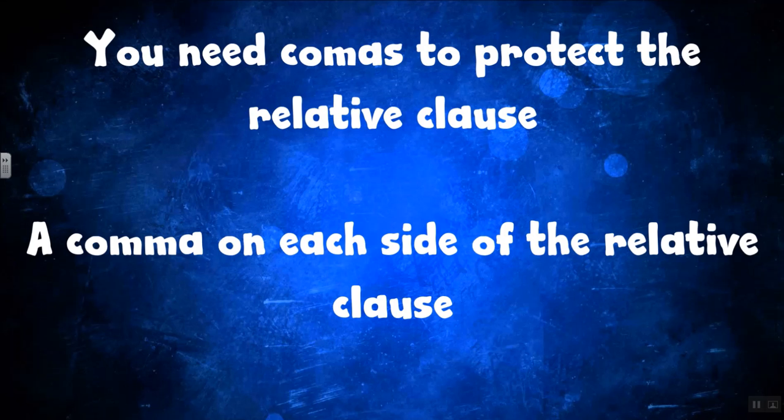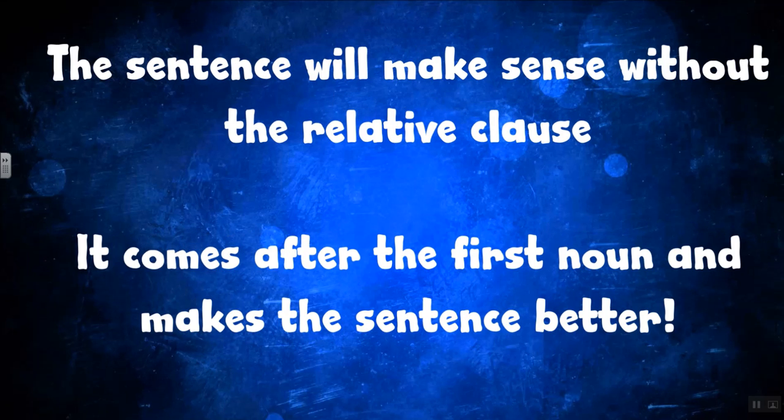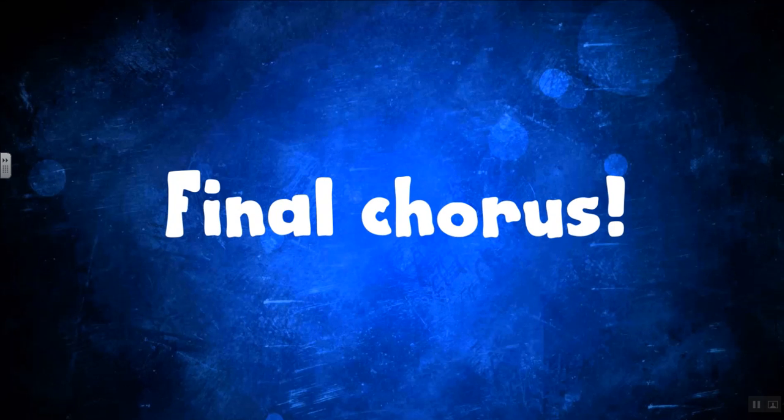You need commas to protect the relative clause. A comma on each side of the relative clause. The sentence will make sense without the relative clause. But let's be honest, it makes the sentence better.